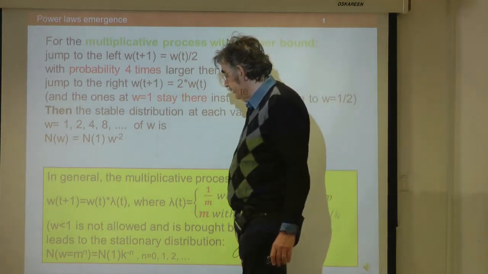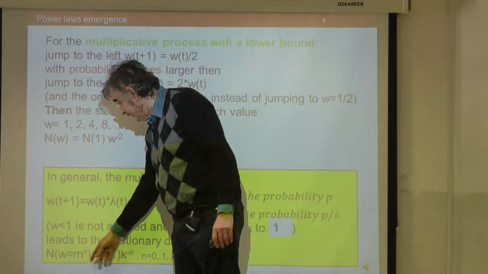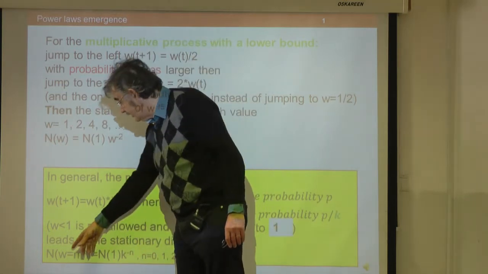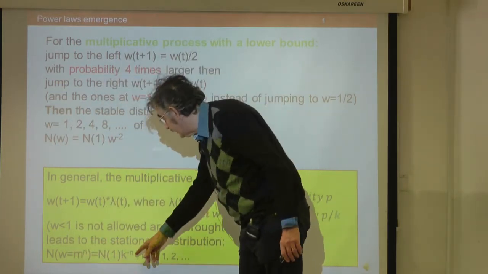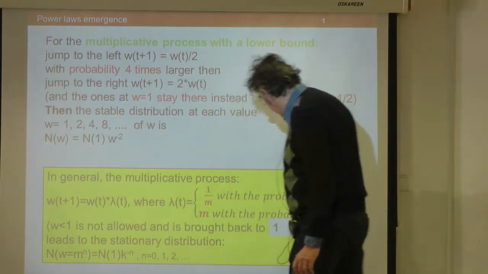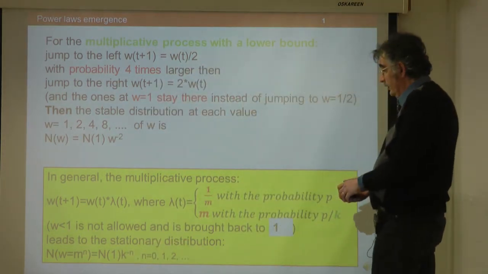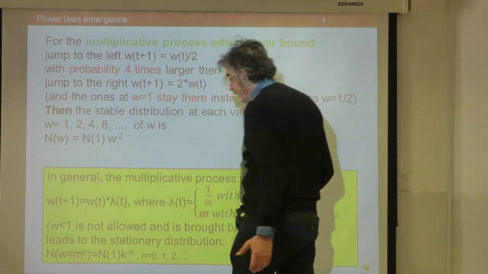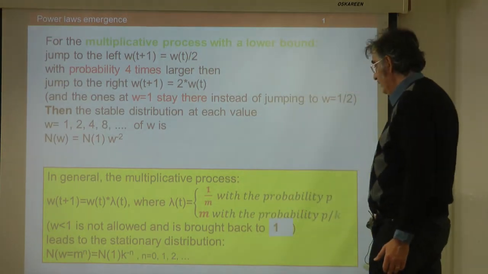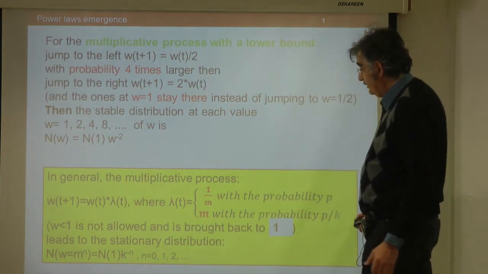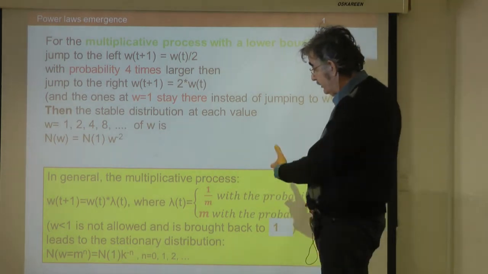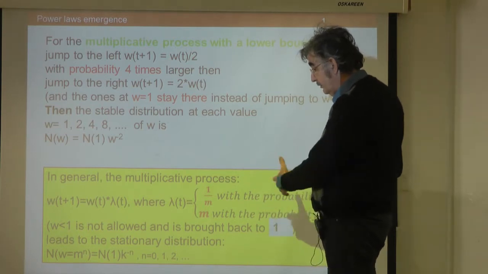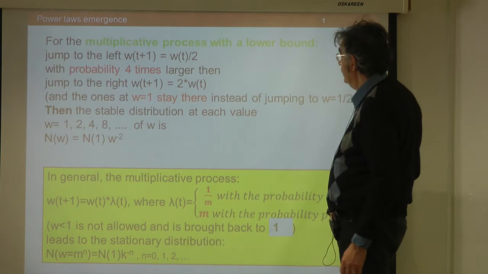And the stationary distribution of how many of the realizations of the process have a particular w will go like k to the minus n, where k is this probability. And again, the normalization here is in terms of the first one, but in a short while I will normalize such that the sum of the n's is 1, and therefore they are essentially probabilities. They are what is the fraction of realizations of the process in each value of w.